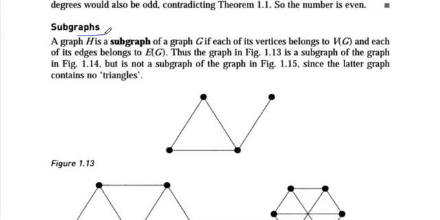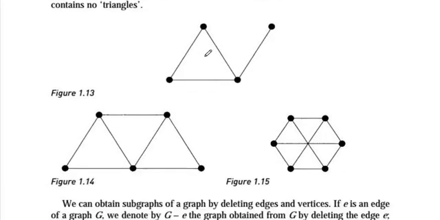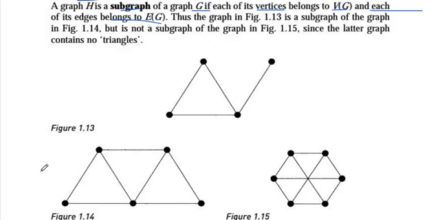Then subgraph H is a subgraph of graph G if each of its vertices belongs to the V of G and each of its edges belongs to the E of G. Okay, it's a mini part. Subgraph means mini part. Vertices are the same and edges are also the same. It's called a subgraph.